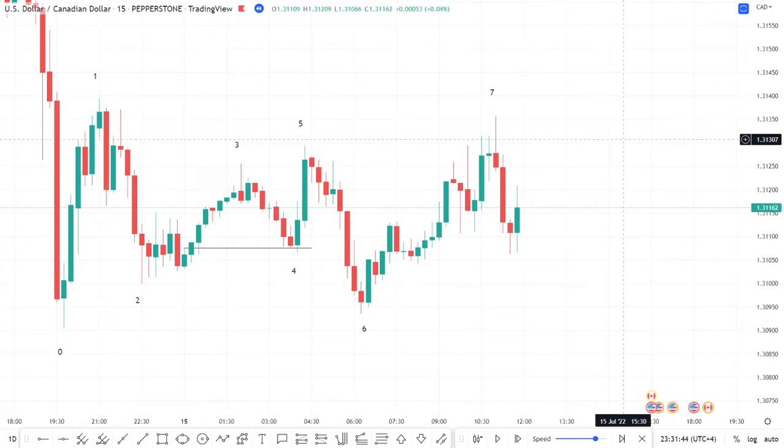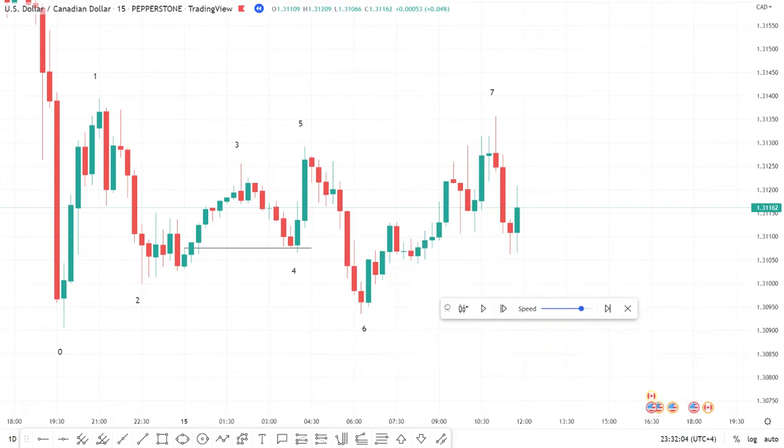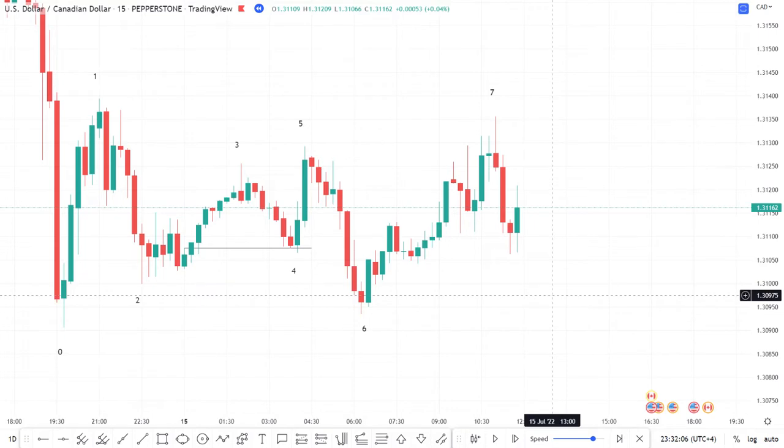Kasi nga ngayon is Sunday and mag-open na yung market in a couple of hours. So, gusto natin magkaroon ng magandang reading sa market para makapag-analyze tayo. Kaya nag-avail tayo ng Pro ng Trading View para magamit natin tong replay button para makapagawa tayo ng case study. And we'll see kung saan tayo makakapag-enter.